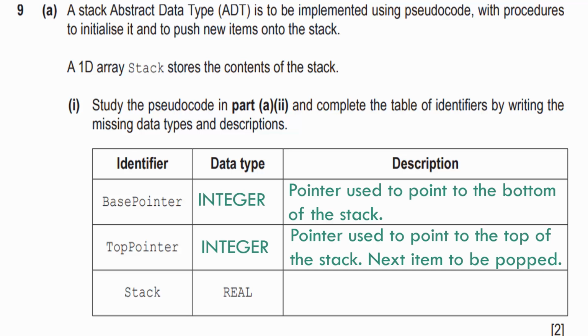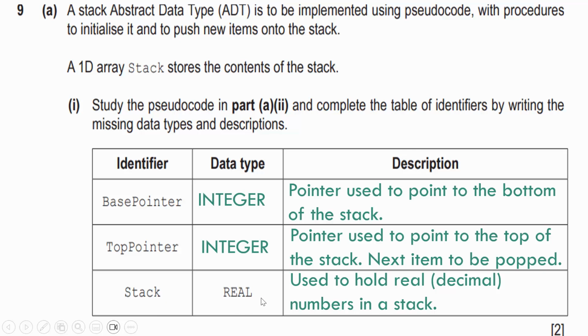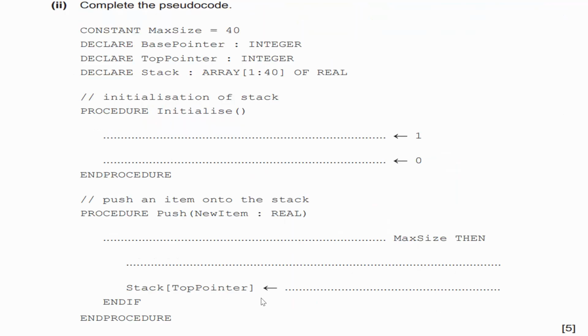And then we have the identifier, the variable named stack, which is of the real data type, and that's used to hold real or decimal numbers in the stack, because that's what real data type is. It deals with real numbers or decimal numbers.